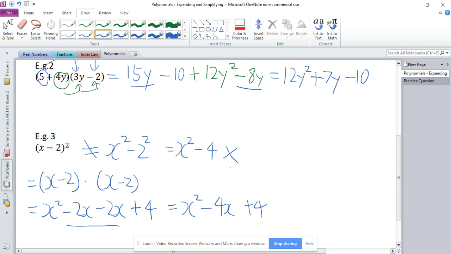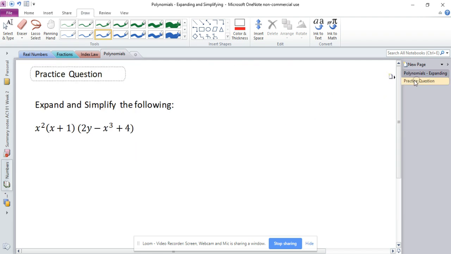You can tell it's pretty different to the answer here. So please note that x take 2 squared, the whole thing squared, does not equal x squared take 2 squared. Now here is the practice question. You may pause the video to have a go first, and then I will show you the solution in seconds.